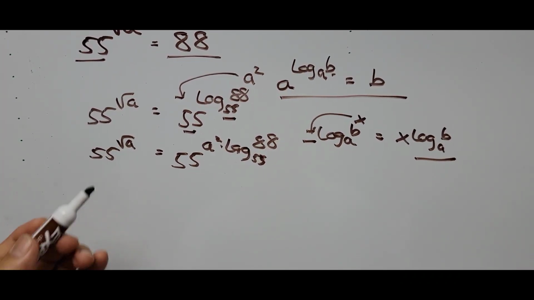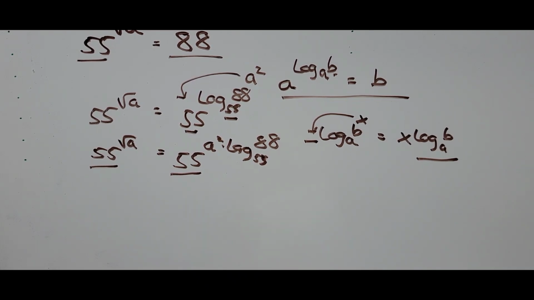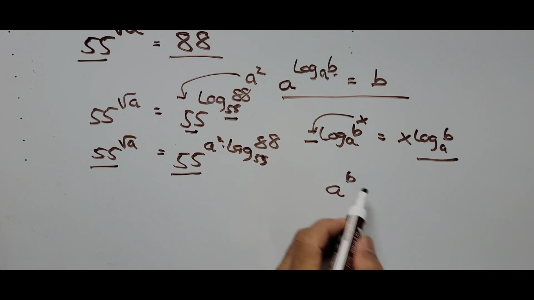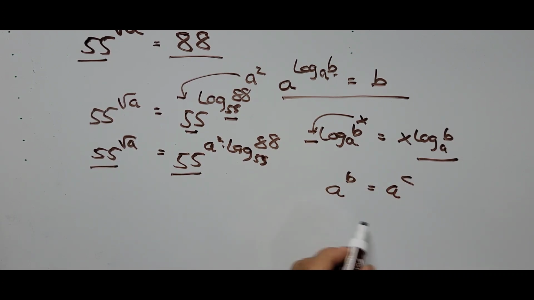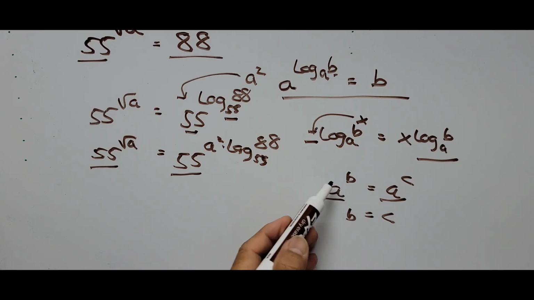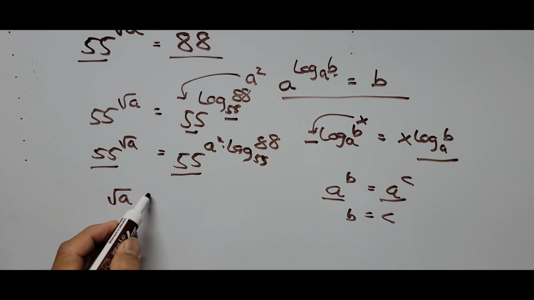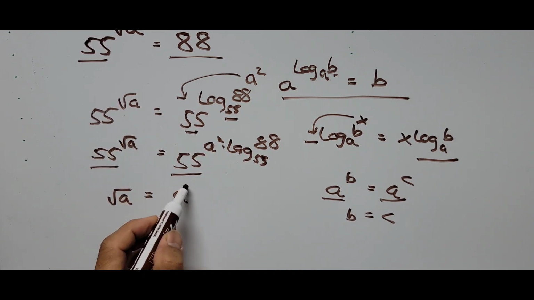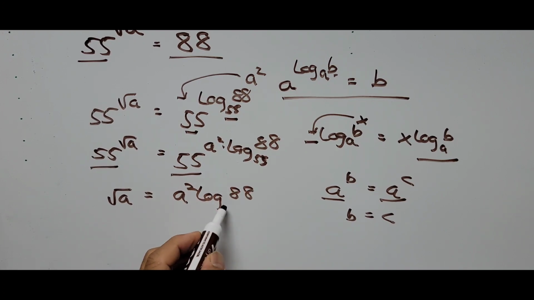And if you notice, both sides of the equation have the same base. So from another rule, the exponent rule, a raised to b equals a raised to c means b equals c. Since you have both the same base, we're equating the exponents. So that is now the square root of a equals a squared times the logarithm of 88 to base 55.